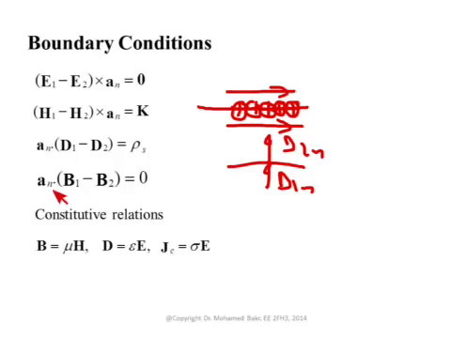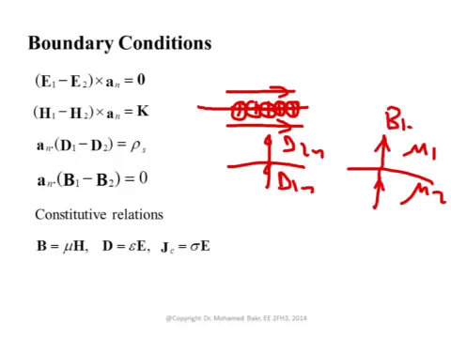The same thing is happening here for B. The normal component of B is always continuous. So if you have two media, this one has mu1, this has mu2. If you know the normal component of B here, this is B1 normal, this is B2 normal, these two must be equal. So when you cross the boundary from here to here, the same value must see the same value. So we have to use these boundary conditions when we solve all types of problems.